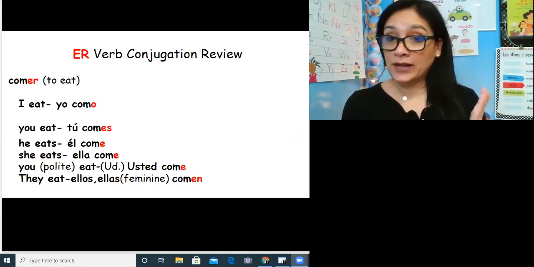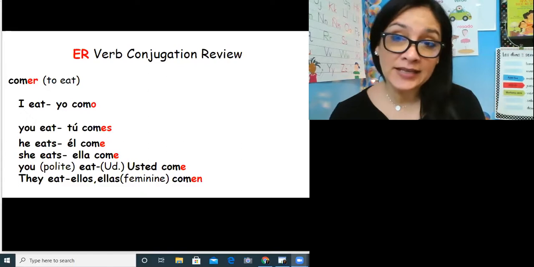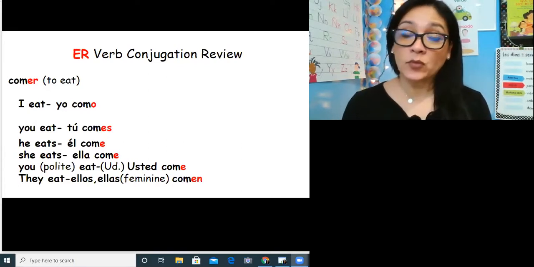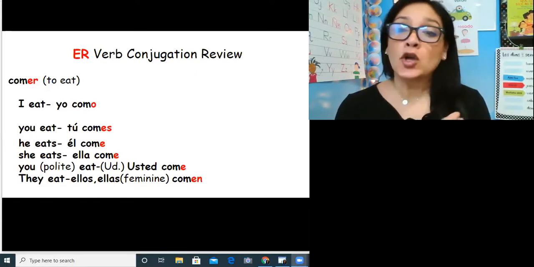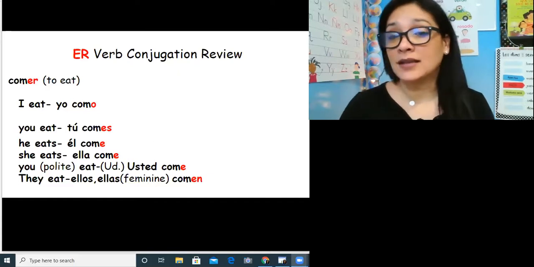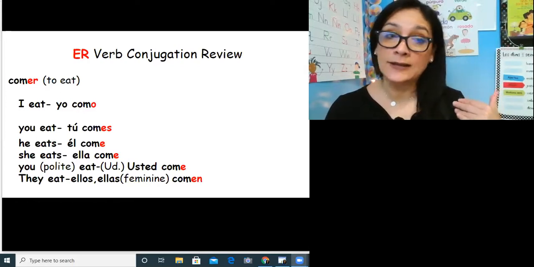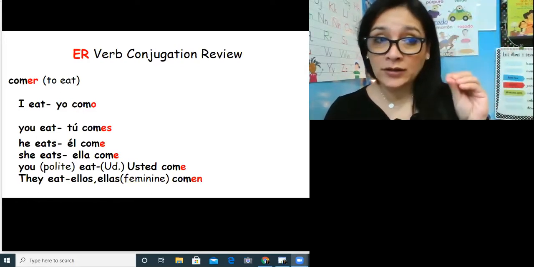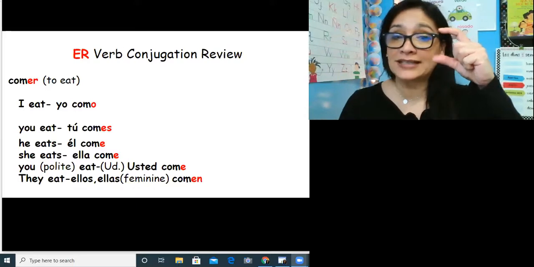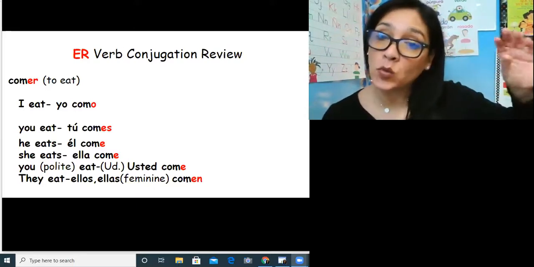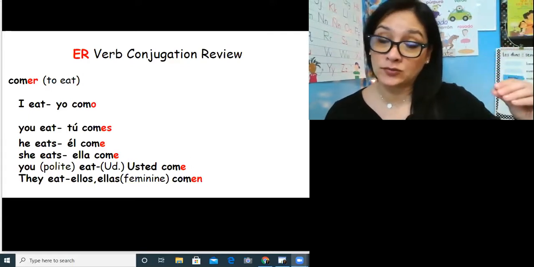You polite or respectfully, if you're talking to an adult, usted come. They eat, ellos, or you can use ellas if the they is all girls, ellos comen. So that is the conjugation of the ER verb. And what we learned with the last lesson last Wednesday was we can take the ER, when it's in the infinitive, we remove the ER ending and add these new endings depending what word starts our sentence. Yo, tú, él, ella, usted, or ellos.